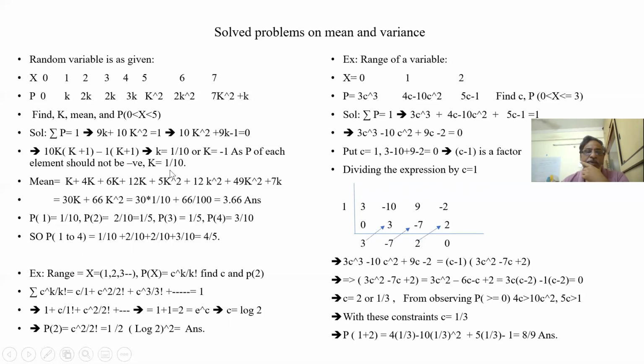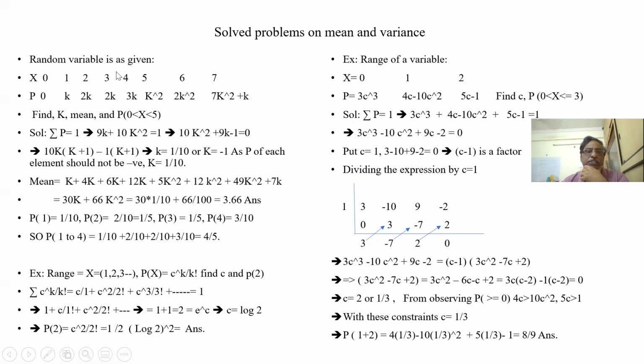Okay, now I get k as 1 by 10. It need not be an integer. x has to be an integer, k need not be an integer. x need not be positive, but p has to be positive. Please remember these 2 points. Now let us go further. So I am substituting here. All k's are substituted. Now I am computing the mean: 1 into k plus 4k plus 6k plus 12k plus 5k square plus 12k square plus 49k square plus 7k. So when I am adding, putting in k, I am getting 3.66 as my mean.